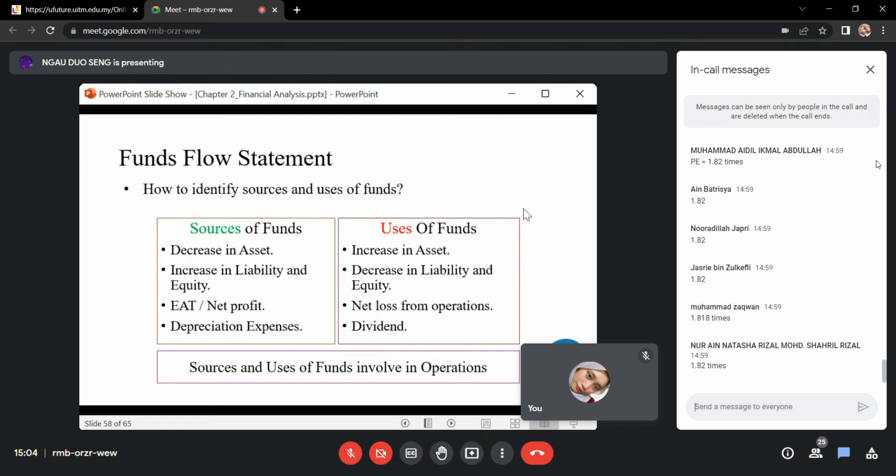Right, uses of fund, increase in asset. So account receivable increases, meaning your customer is owing you more money, or inventory increases.